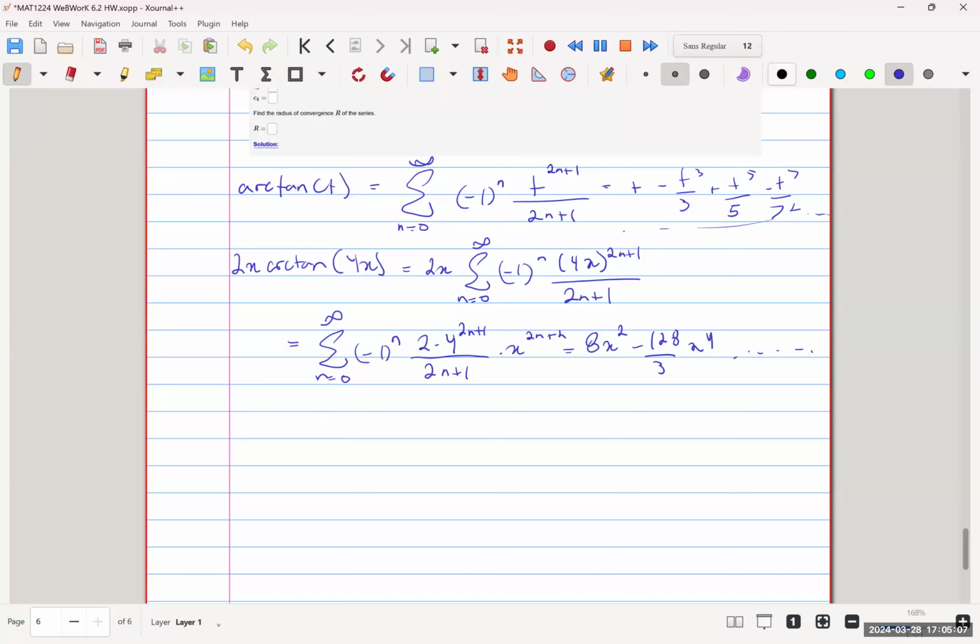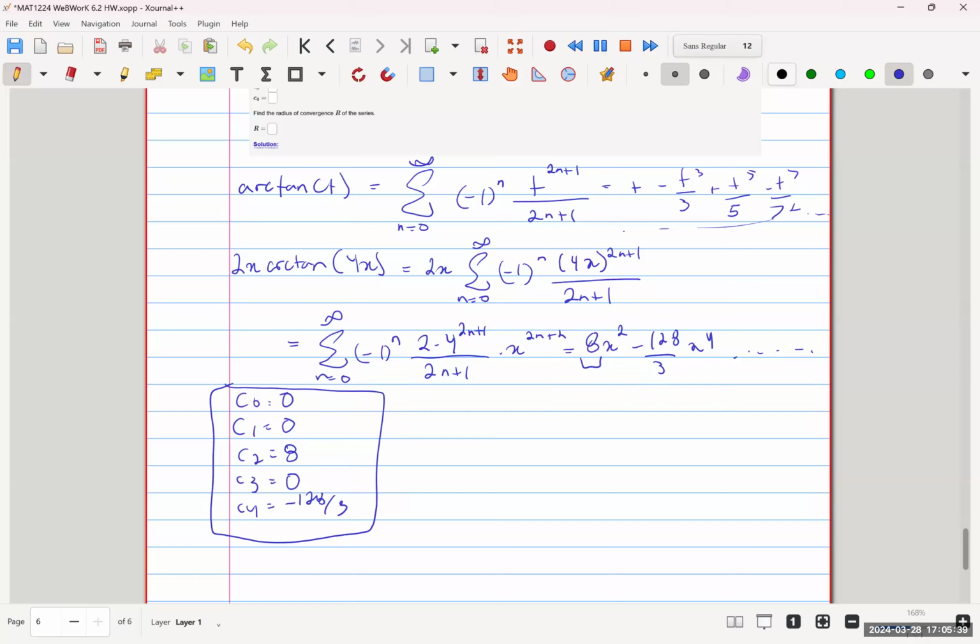So when it's C0, we don't have a C0, which means it's 0. C1, we don't have a C1, so that means it's 0. C2, we finally have one. It's our 8. C3, we don't have a C3, so it's 0. And C4 is negative 128 divided by 3. That is our first 5 coefficients. I think I kept saying 4 is 5.